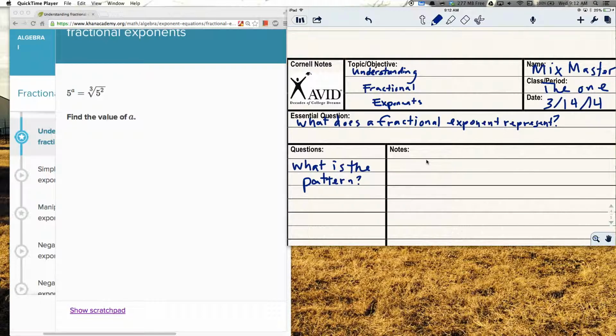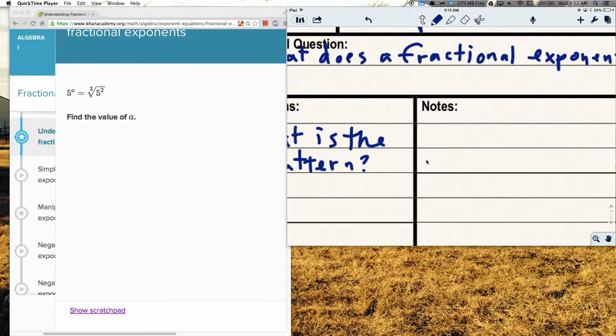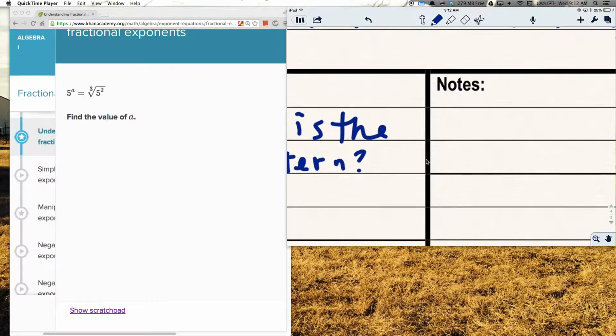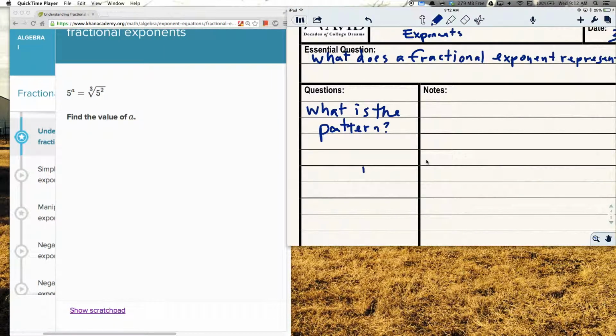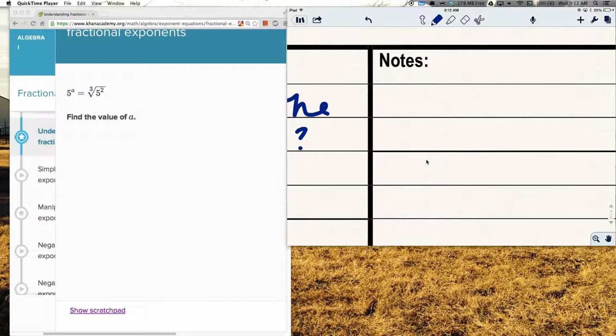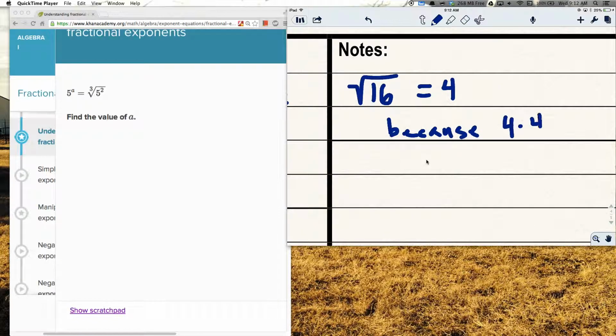And so we're going to start with what is the pattern. You can pause the video at any point to catch up with what I'm writing. I'm going to start with the square root of 16. Hopefully you would tell me the square root of 16 is 4, and it's because 4 times 4 equals 16. And so when you take the square root of something, it finds the number that multiplied by itself gives you the number under the square root.